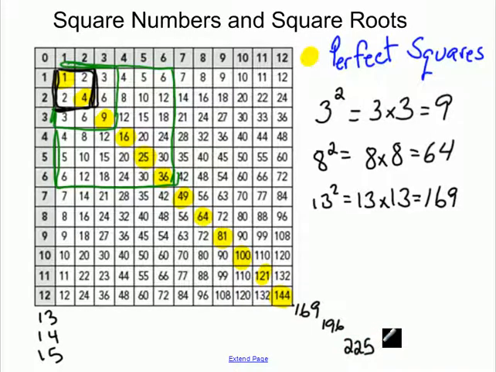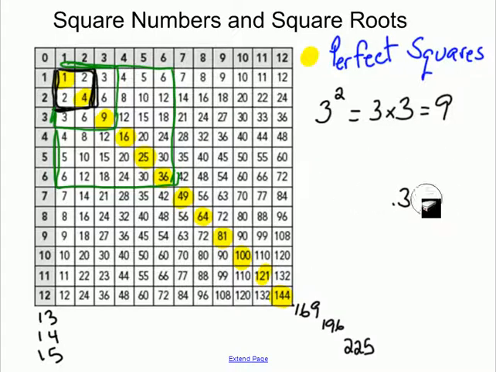And the square numbers, the perfect square numbers, go on forever. You can square decimal numbers, you can square negative numbers, but we're going to just focus on squaring positive whole numbers in grade 7. One other thing that I want to point out here is have a look at how these numbers change.